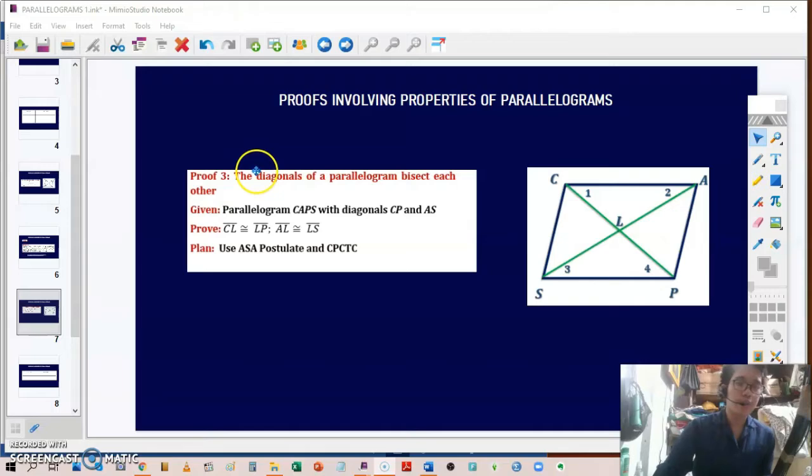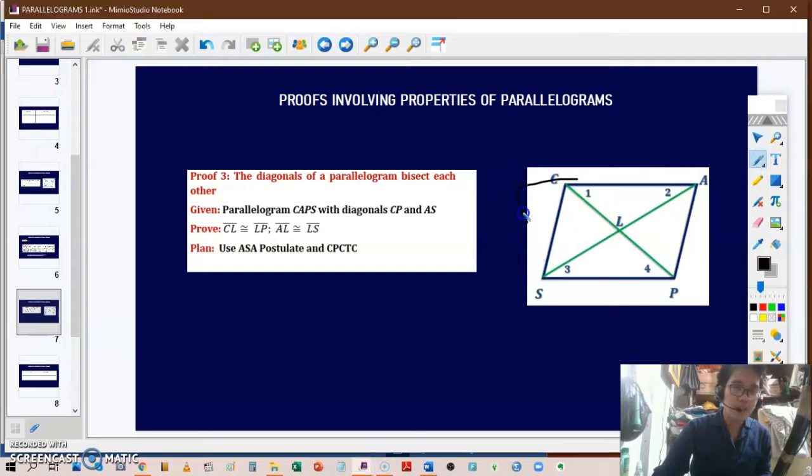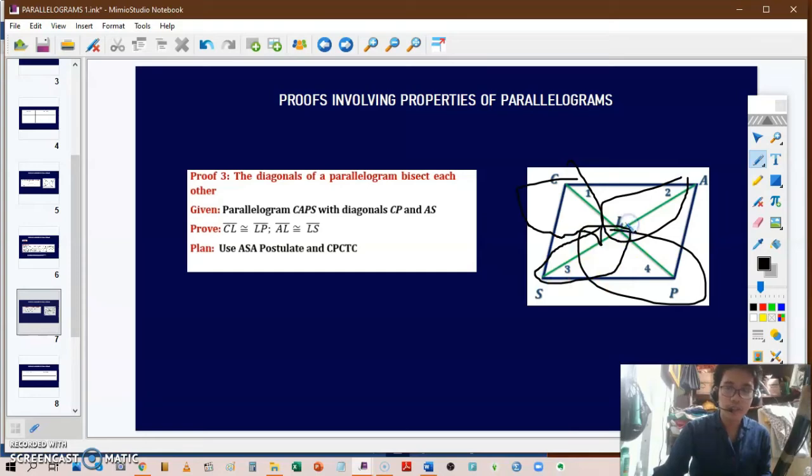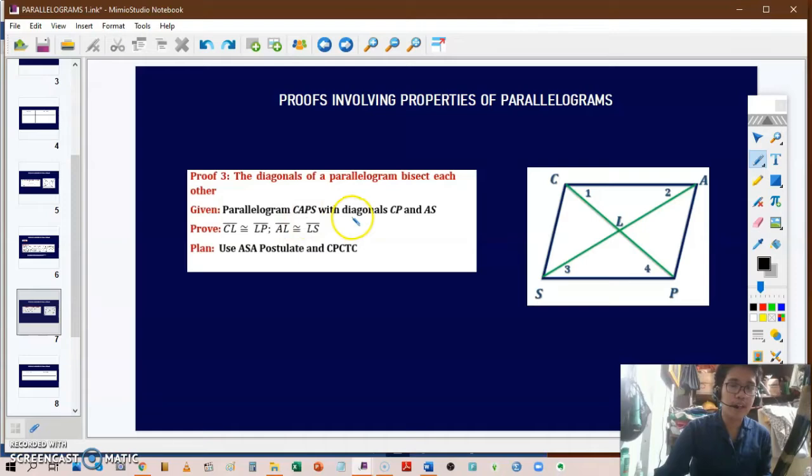Okay, so now for our third proof, we want to prove that the diagonals of a parallelogram bisect each other, or that CL is congruent to LP, and AL is congruent to LS. So we have here parallelogram CAPS with diagonals CP and AS. We want to prove again that line segment CL is congruent to LP and line segment AL is congruent to LS.